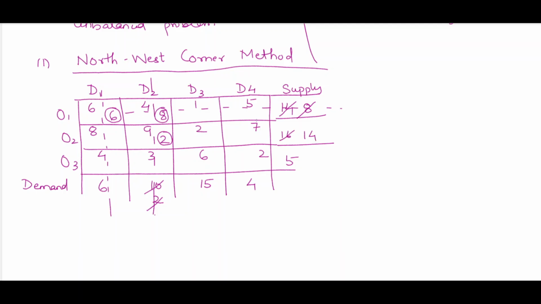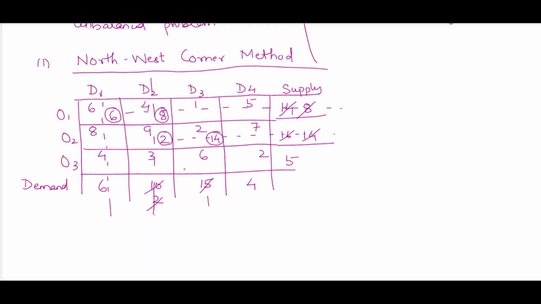Now this cell remains, and this is the next northwest corner. I always start filling with the northwest corner, that's why its name is northwest corner method. Demand is 15, supply is 14. 14 is smaller than 15, so write 14 here, and the remaining demand becomes 1. This 14 will cut down this row.